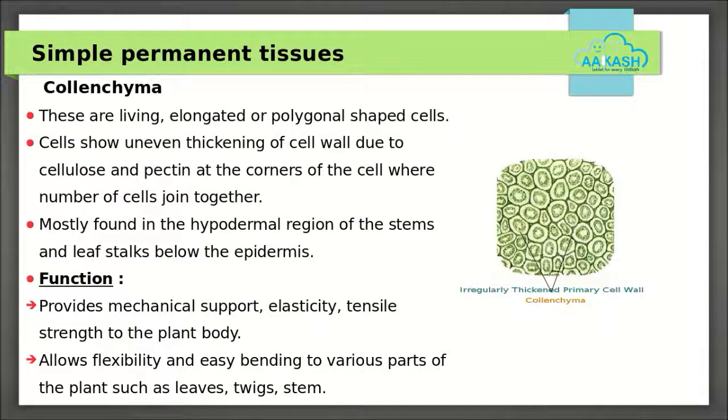Collenchyma. These cells show uneven thickening of cell wall due to cellulose and pectin at the corners of the cell where numbers of cells join together. They are mostly found in the hypodermal region of the stems and leaf stalks between the epidermis.